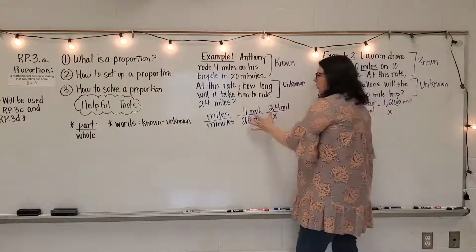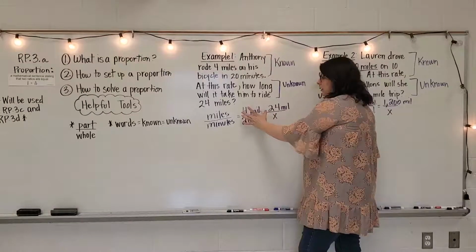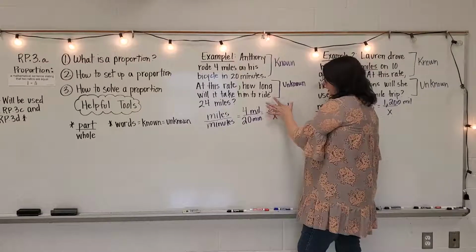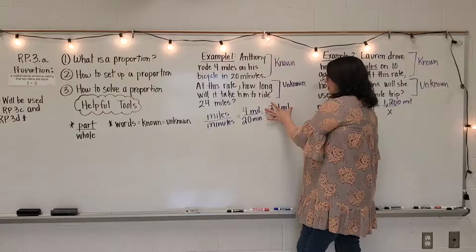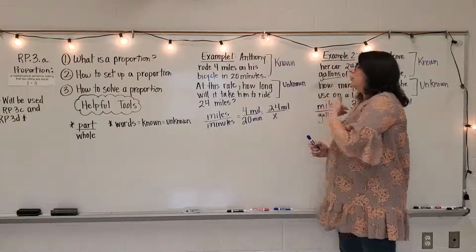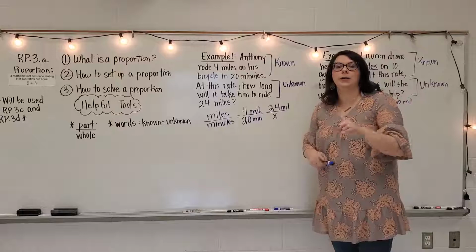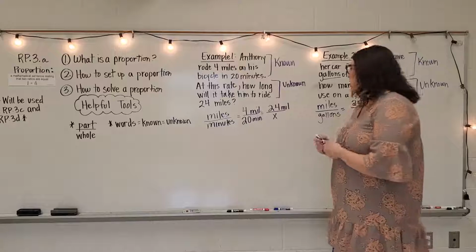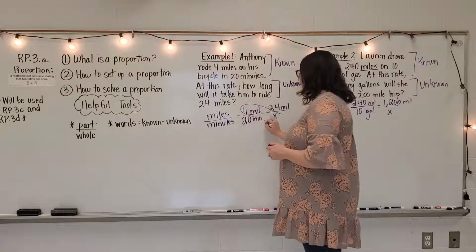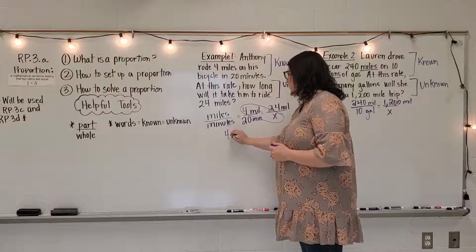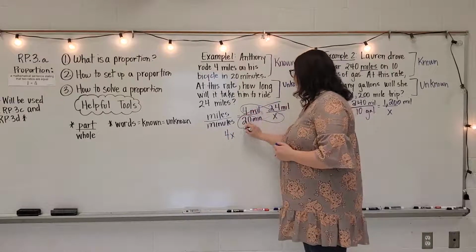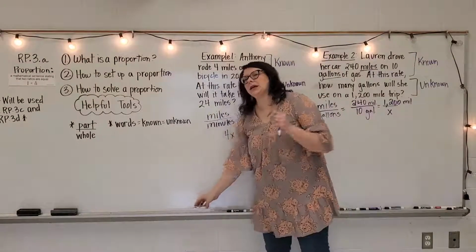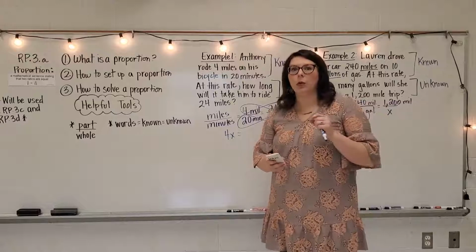So I need to say, okay, for every 4 miles, I can go 4 miles in 20 minutes. So how far can I go at 20? How many minutes will it take me to go 24 miles? Because these are equal, I'm going to cross multiply and solve the proportion that way. So I'm going to multiply 4 and x to get 4x. And I'm going to multiply 24 times 20. And these are going to be set equivalent to each other because the proportions are equal ratios.